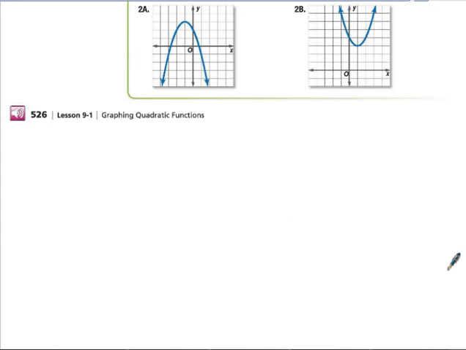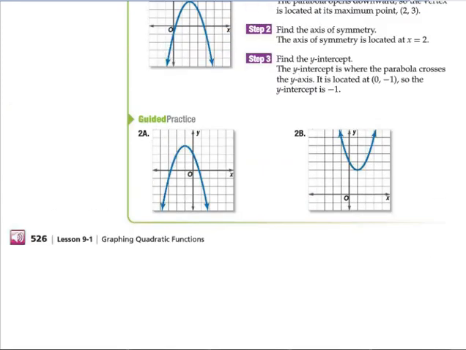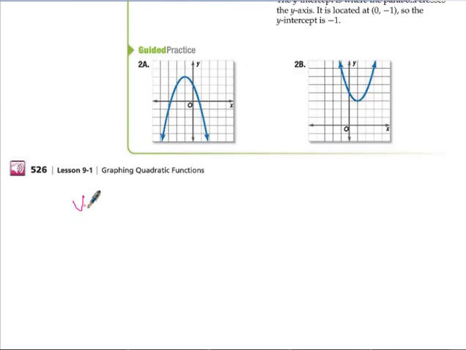Go ahead and take a second and do that for 2a and 2b. Find the vertex, the axis of symmetry, which is an equation, remember, and the y-intercept. Go ahead and do that for A and B. Go ahead and do that now.